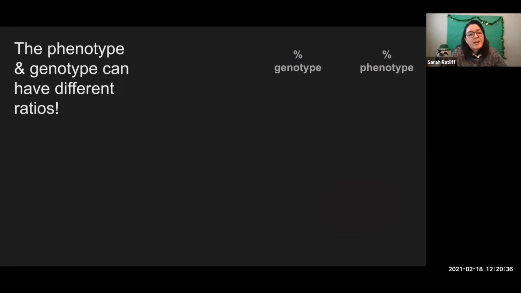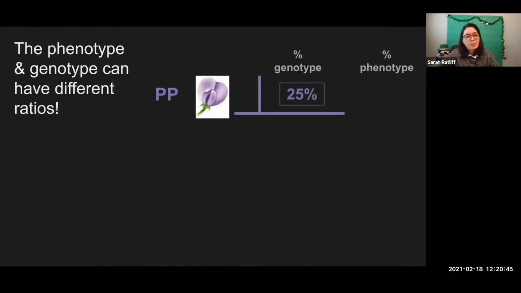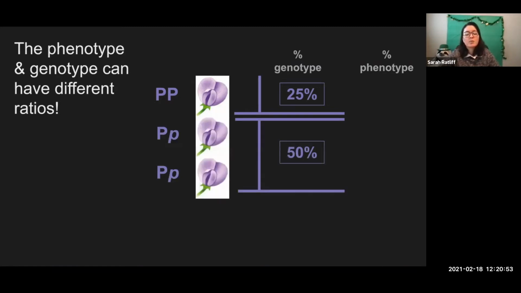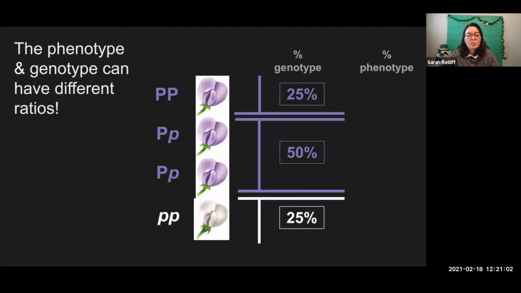Phenotypes and genotypes can have different ratios. What does this mean? Well, looking at our F2 generation, our genotype, we had 1 of the 4 homozygous dominant, big P, big P. 2 of them were heterozygous, so 50% of them, 2 out of the 4, was heterozygous, 1 big, 1 little. And 25%, or 1 out of 4, was homozygous recessive, little p, little p. So our genotype ratio, if you don't like percentages and you want to reduce it, was 1 to 2 to 1. But our phenotype ratio is going to be different.